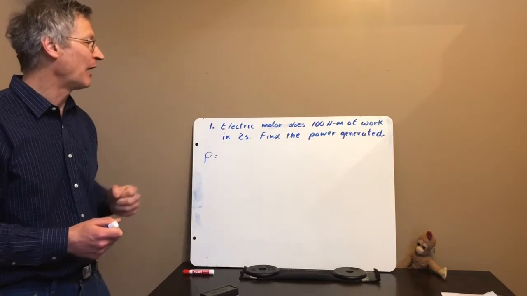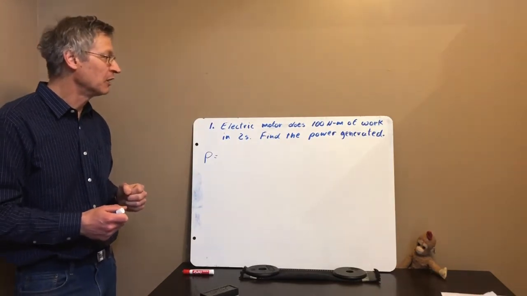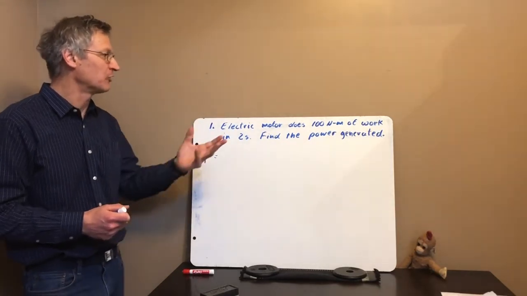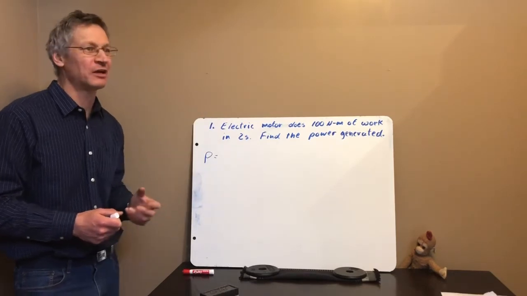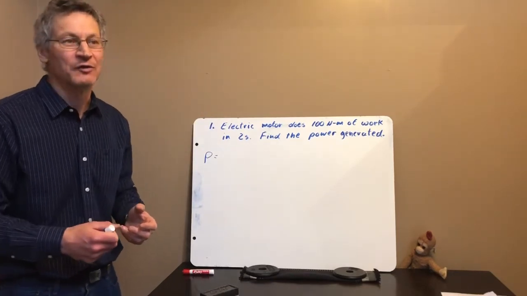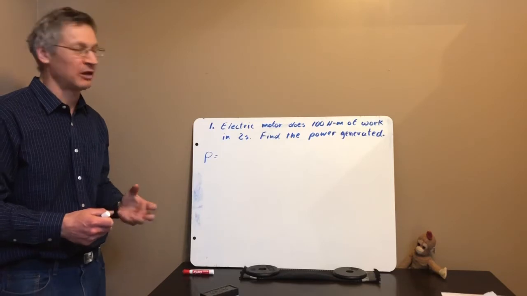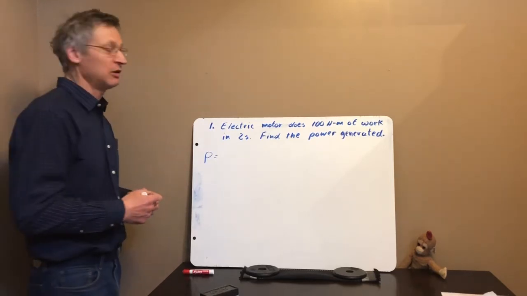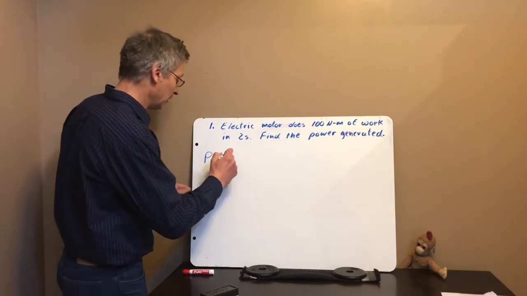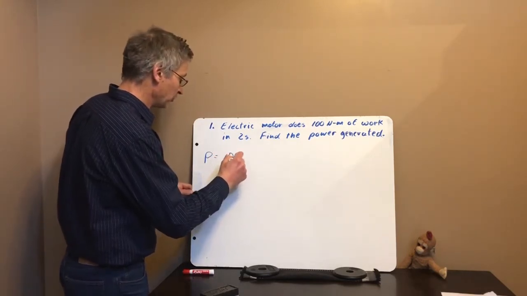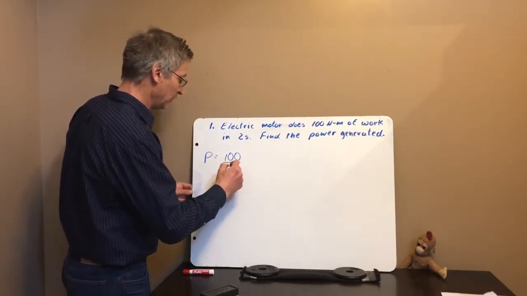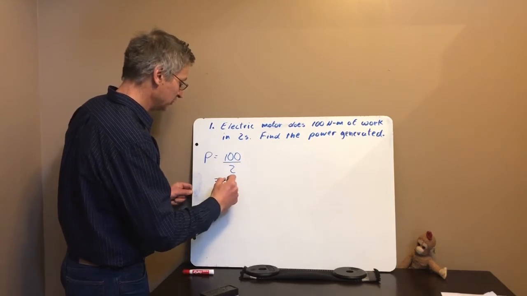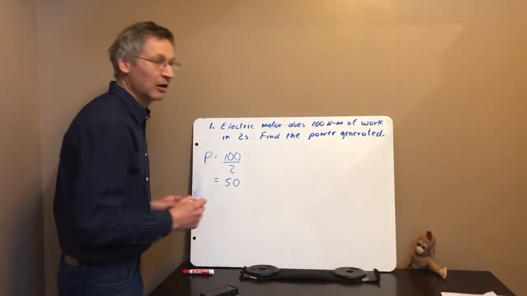Well, how fast is this thing doing work? If it does 100 Newton meters of work in 2 seconds, well, it's going to do 50 Newton meters of work in 1 second. Of course, how did you get that? Well, you divided. So the power of this thing is 100 divided by 2, which is equal to 50.